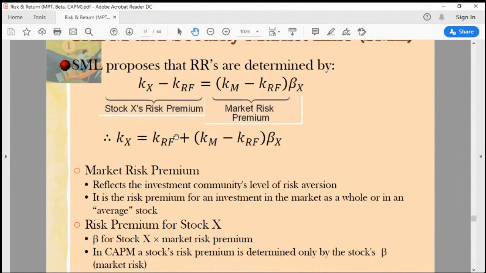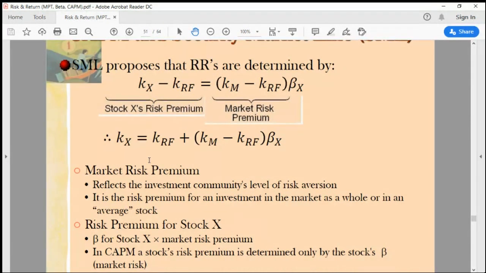So let's take a look at the CAPM. CAPM is basically a linear function between the market risk premium and an individual stock's risk premium. Now, take a look at this. What is risk premium? Risk premium is the excess return over the risk-free return. And you all understand what risk-free return is.